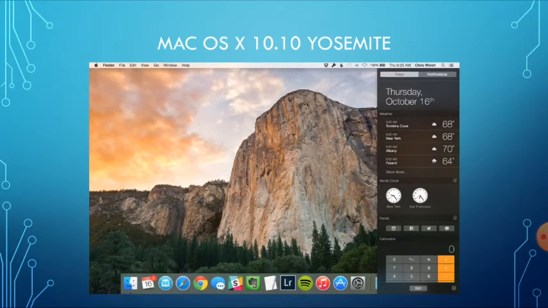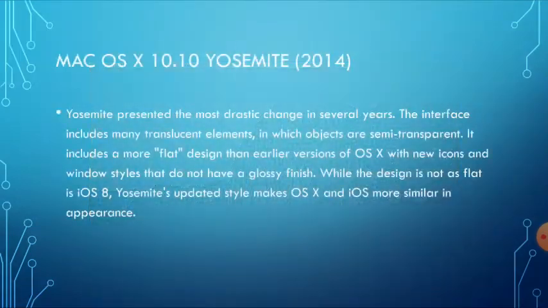Mac OS X 10.10 Yosemite. It released in 2014. Yosemite presented the most drastic changes in several years. The interface includes many translucent elements in which objects are semi-transparent. It includes a more flat design than earlier versions of OS X, with new icons and a new window style that do not have a glossy finish. While the design is not flat like iOS 8, Yosemite's update style makes OS X and iOS more similar in appearance.